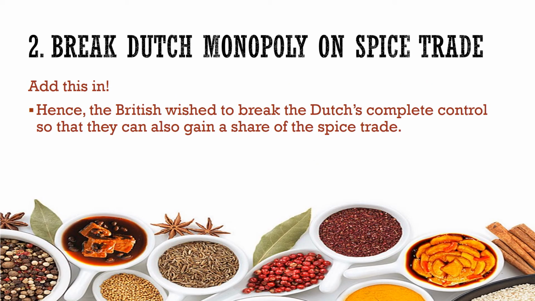Okay, so the British, why did they want to break the Dutch monopoly? They wanted to break it so that they can also gain a share of the spice trade, so that they can also gain profits and wealth, become more wealthy from the spice trade.